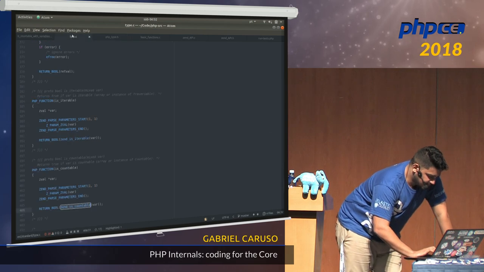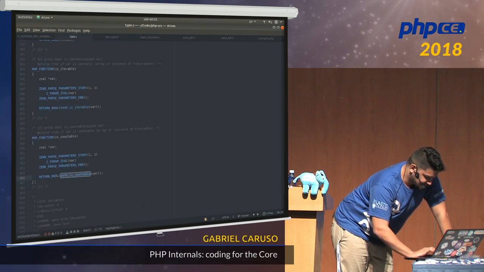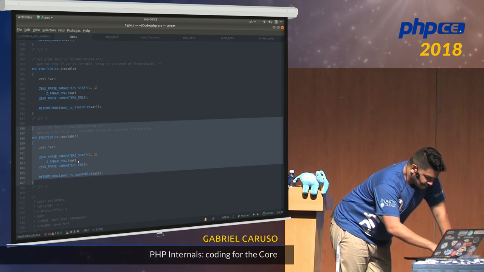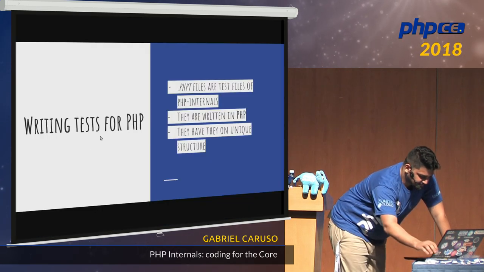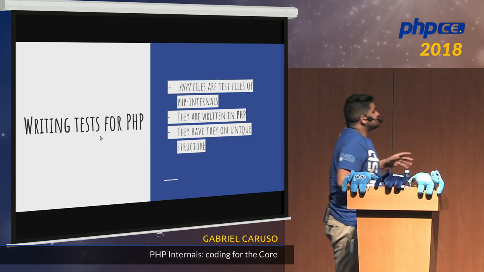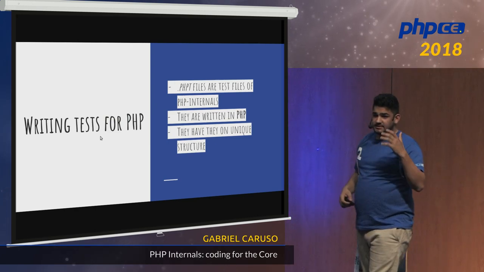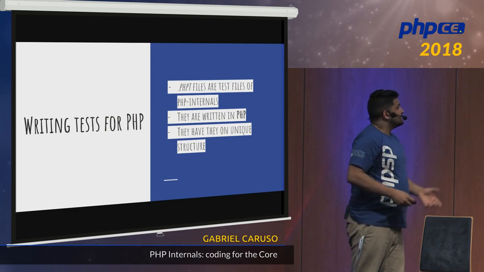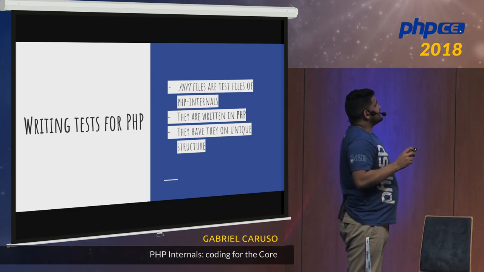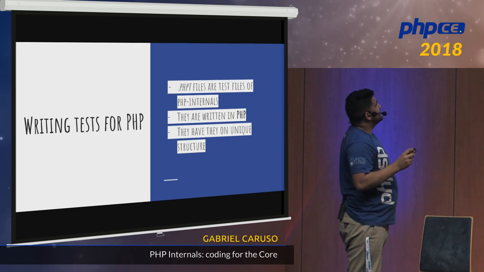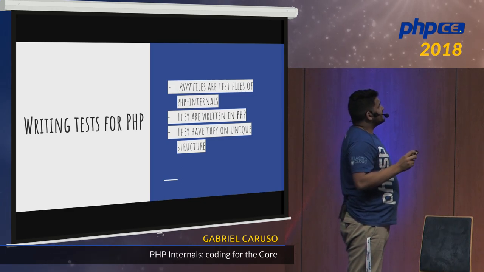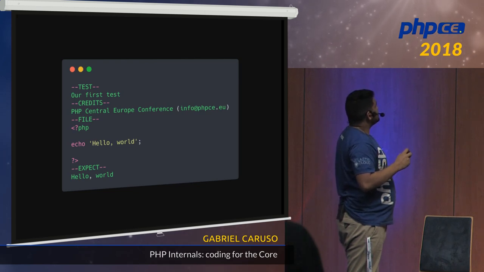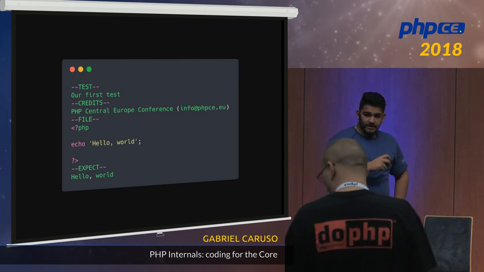And as I said, we need to actually test that function, because how am I going to know if this is working? So we need to write some tests for PHP. And writing tests in PHP is actually fun, because PHP tests are written in PHP. The engine is in C, but PHP .phpt files have their own structure. They're writing PHP. So here is a test for the core in PHP.